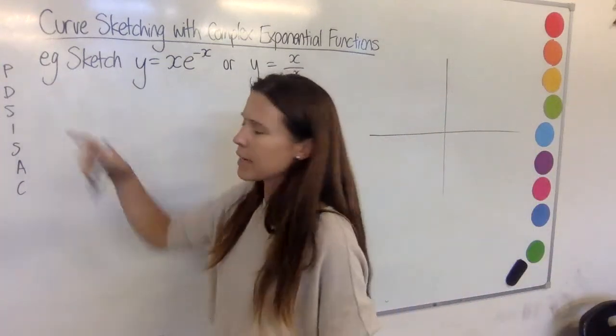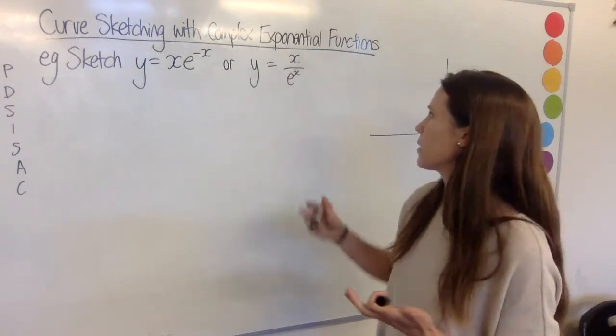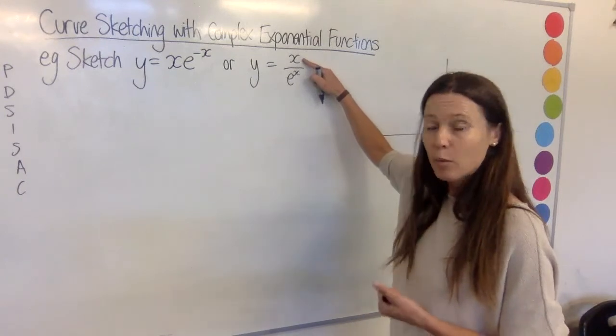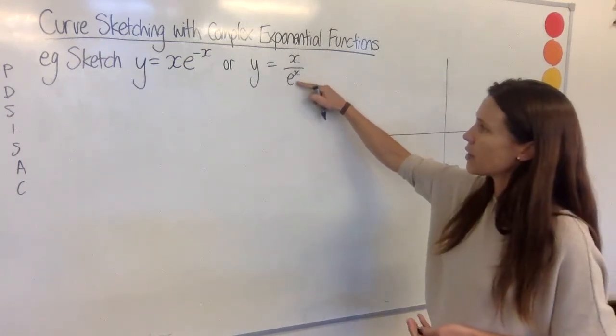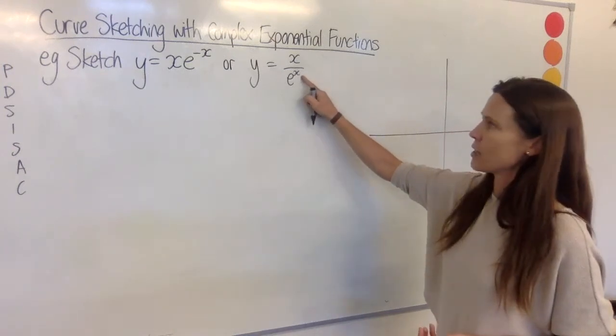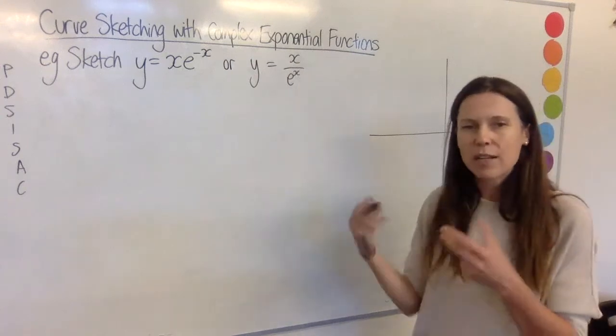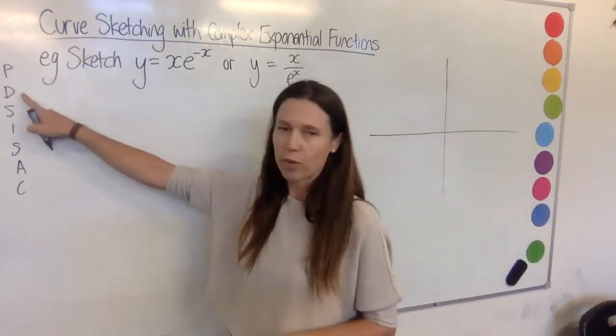All right, D is for domain. So let's think about what x can or can't be here. X is fine being anything it likes on the top of a fraction. What about down here? Can we do e to the power of anything we want? Yeah, we actually can. So it doesn't look like there's really any restrictions on x. I don't need to write anything down for this. It's just good to have thought it through.